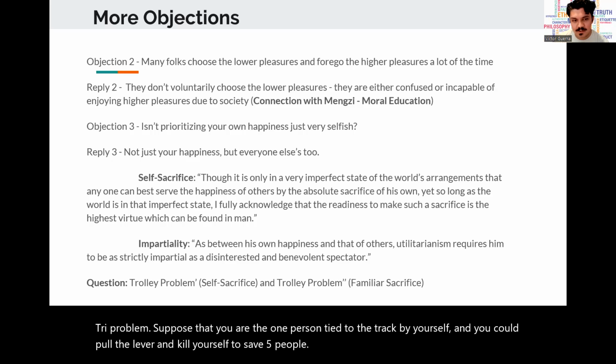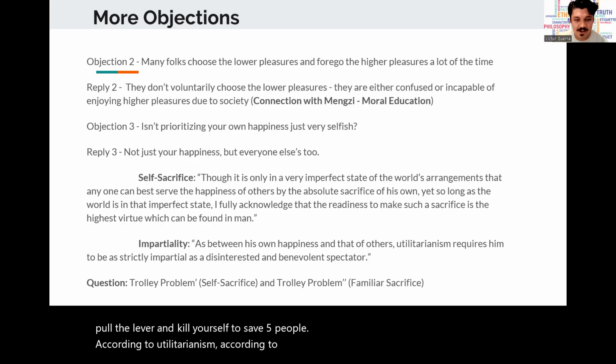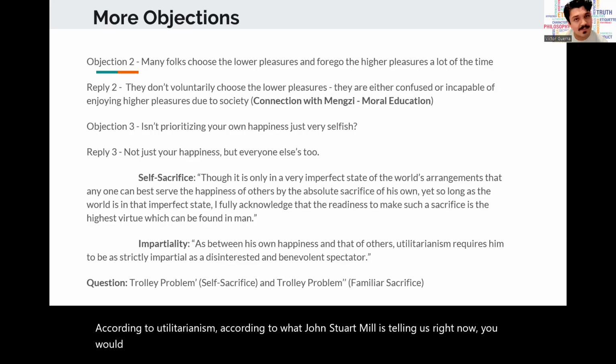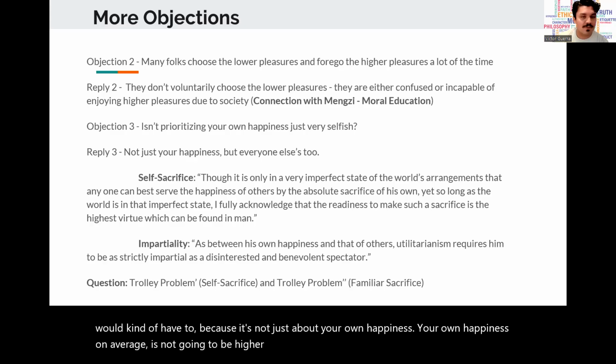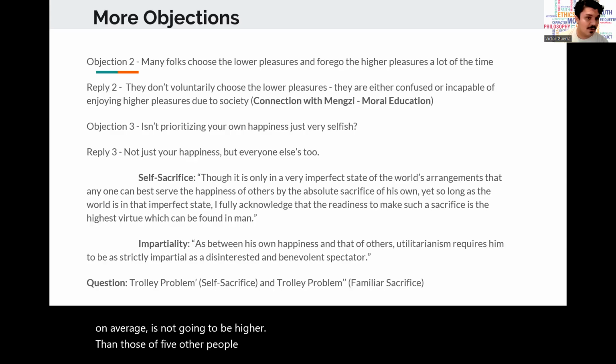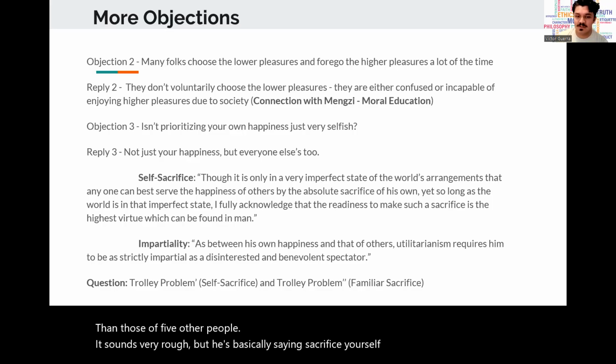Well, according to utilitarianism, according to what John Stuart Mill is telling us right now, you would kind of have to, because it's not just about your own happiness. Your own happiness, on average, is not going to be higher than those of 5 other people. It sounds very rough, but he's basically saying, yeah, sacrifice yourself, kill yourself.